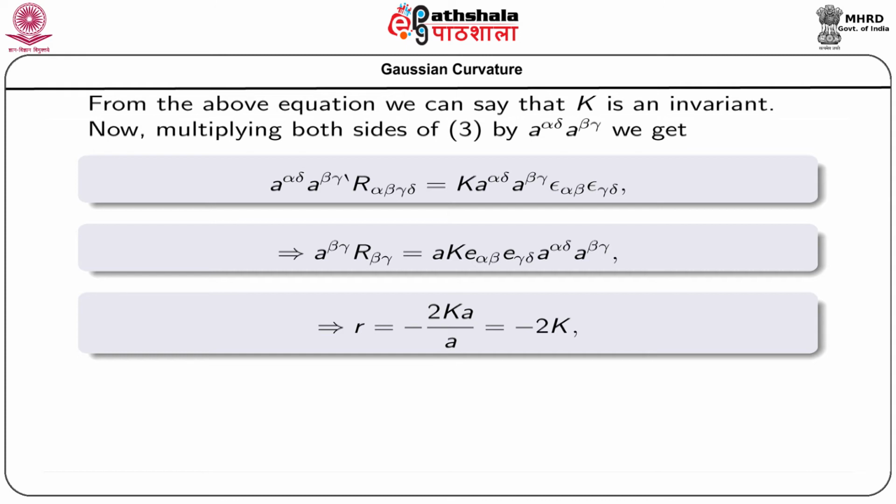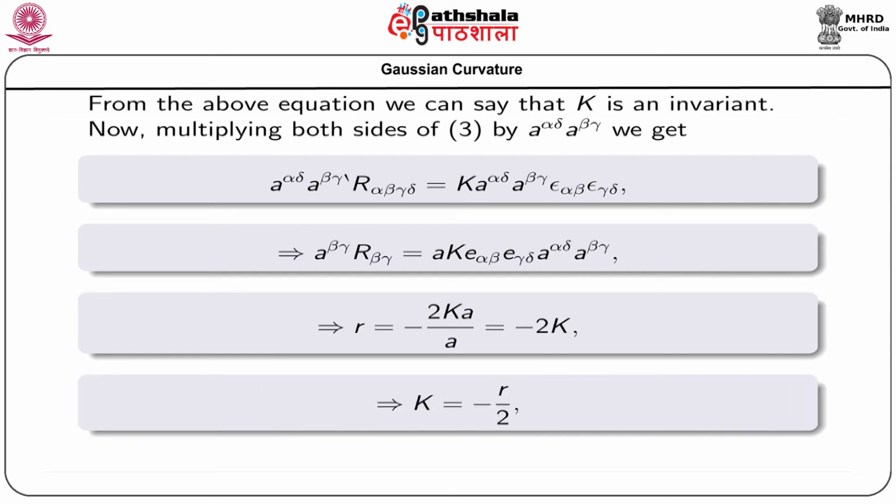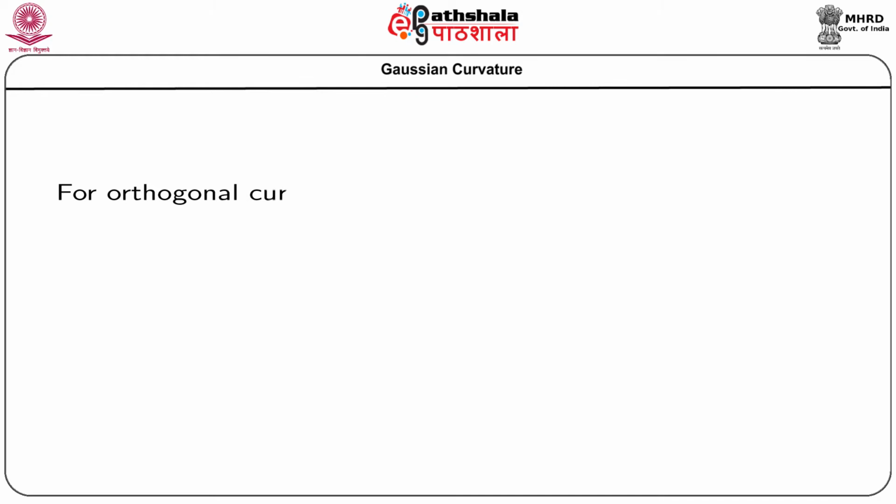So, this is a very important relation between the Gaussian curvature of the surface and the scalar curvature of the surface. That means the Gaussian curvature is equal to minus R by 2, where R is the scalar curvature of the surface. Now, let us see about the orthogonal curvilinear coordinate system.